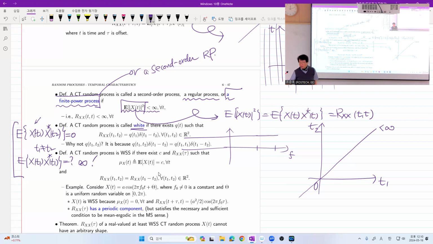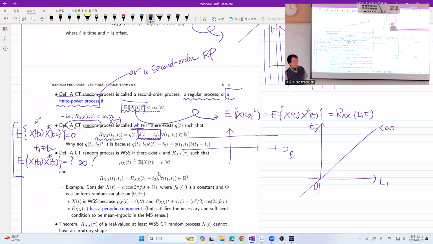Then what kind of function is useful to describe this situation in electrical engineering? The Dirac delta function, right? If T1 minus T2 is 0, then you have infinity. If T1 minus T2 is non-zero, 0. That's why you have the delta function. So here, a continuous time process x of t is white, which means in the time domain, the autocorrelation function is a function of T1 minus T2 through the Dirac delta function. So you have this fact.